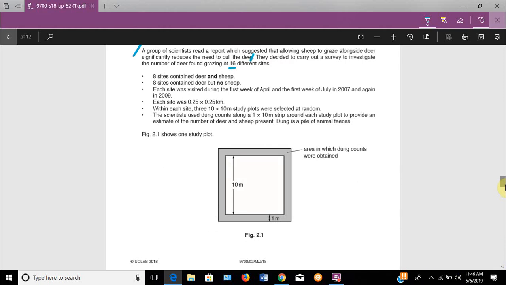Now, they've basically said that the way they will be investigating is by giving an estimate of the population of deer and the population of sheep, because they were giving a change over time interval. So they needed to know what the population of deer was or what the population of sheep was, right? The method they chose was dung counting to give an estimate of the number of deer and the sheep present.